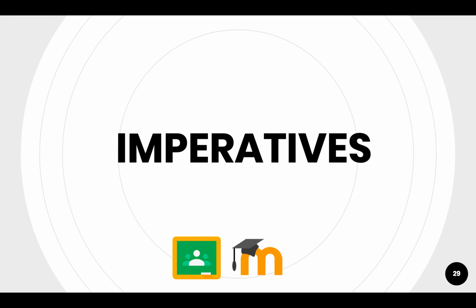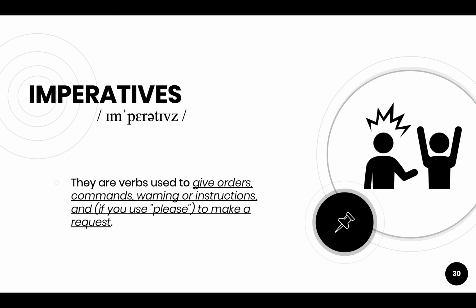All right, guys, very good. So let's take a look at the imperatives. Let's just have a short review about the topic. So imperatives are verbs used to give orders, commands, warnings, or instructions. And if you use please, you can make a request.